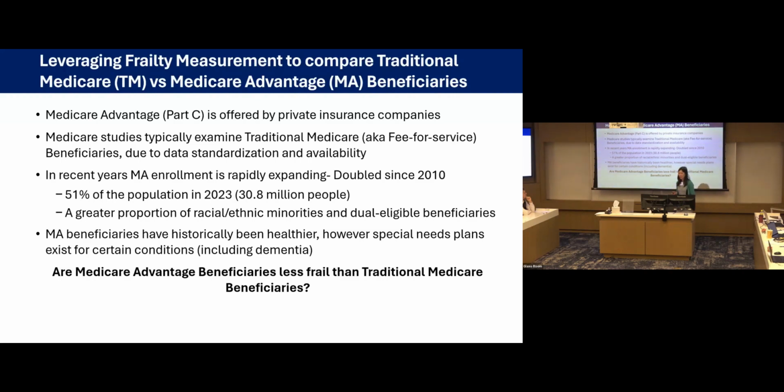fee-for-service Medicare data. Now, Medicare Advantage, or Part C Medicare, as it's also known, is offered by private insurance companies. So basically what this means is Medicare is contracted out to a private insurance company. You might be Blue Cross, it might be Humana, you might have heard of some of these names in the past. But basically, they contract out to a third party at a private insurance company, and they say, you take care of this person, we'll pay you for it.